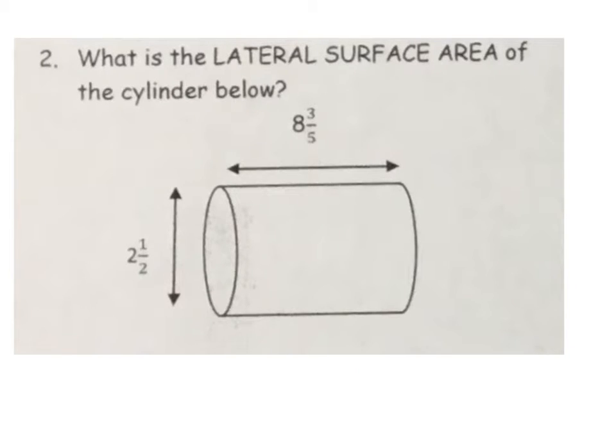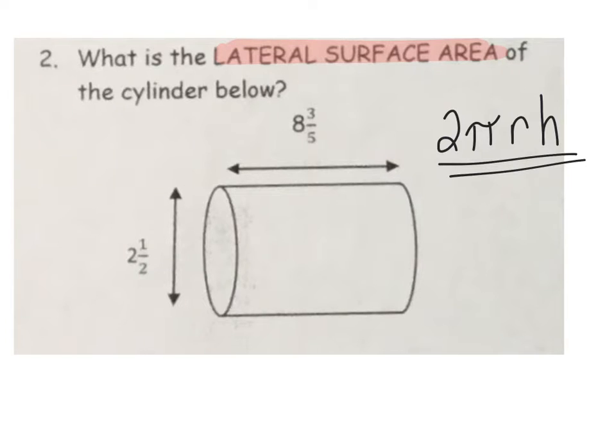Alright, so number 2. What is the lateral surface area of the cylinder below? So again, we're looking for lateral surface area. So the formula for lateral surface area of a cylinder is 2 times pi times the radius times the height. So that's it. That's all we're doing.